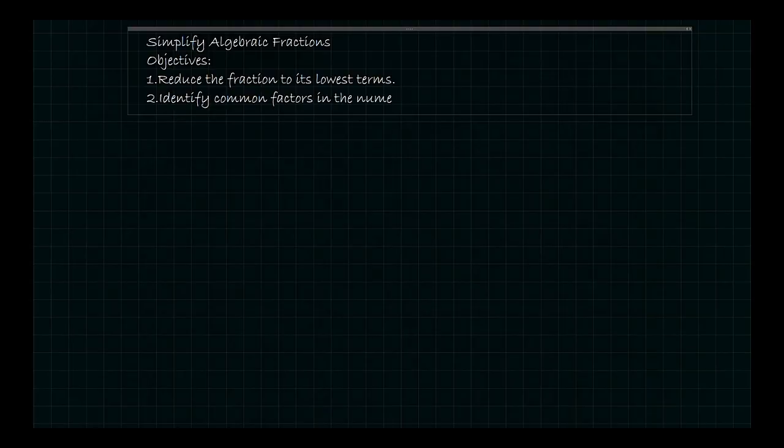In this session, we are going to simplify algebraic fractions. Objective: reduce the fraction to its lowest terms. Identify common factors in the numerator and denominator. To reduce the fraction to its lowest terms, we start by factoring the numerator and denominator. Then we cancel the common factors to both numerator and denominator. Here's example number 1.